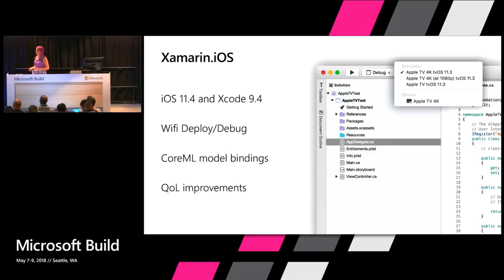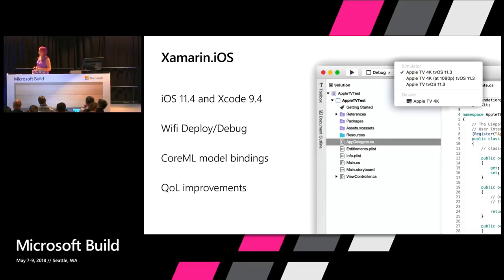For those of you who are doing AI development, we added support for Core ML models. If you add one of those to your project, we can automatically generate C# bindings to that model so you can use it from C#.